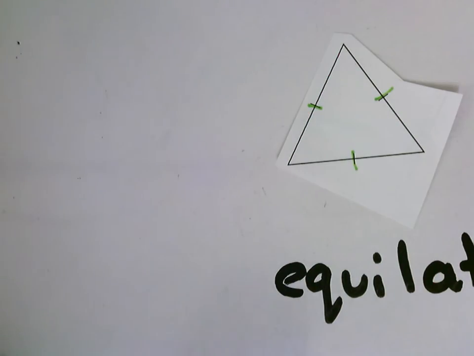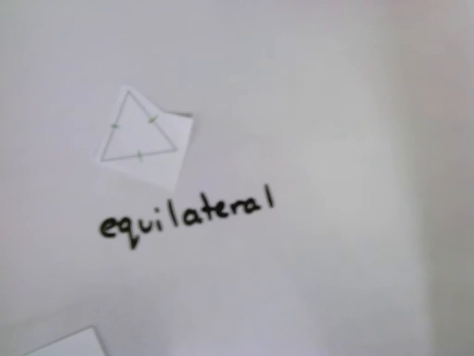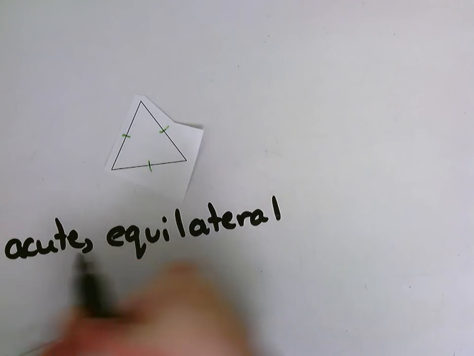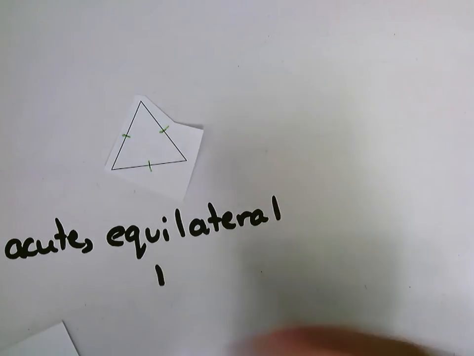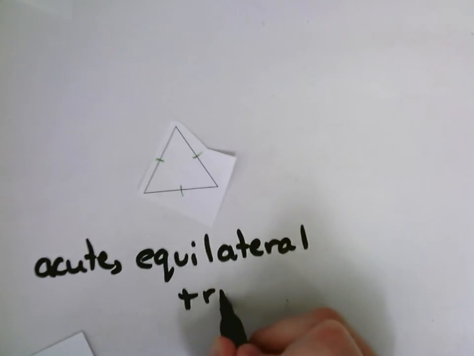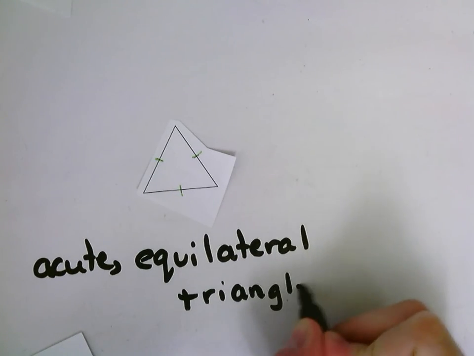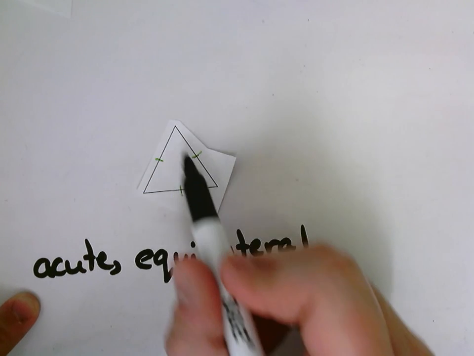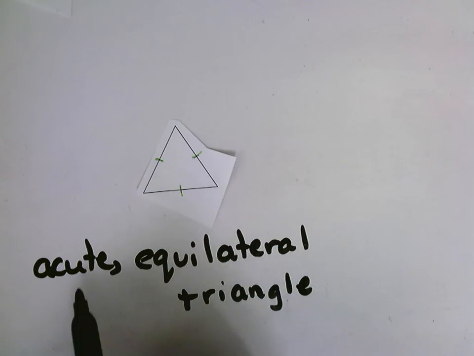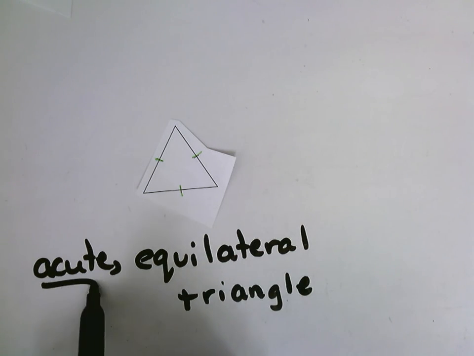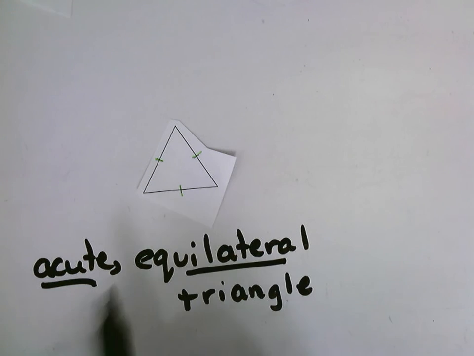So it's an equilateral or an acute equilateral triangle. Acute equilateral triangle. It has all acute angles and all of the sides are the same length, an acute equilateral triangle. So today we're going to be classifying the triangles using both the angles and the sides. So we're going to be giving it two names.